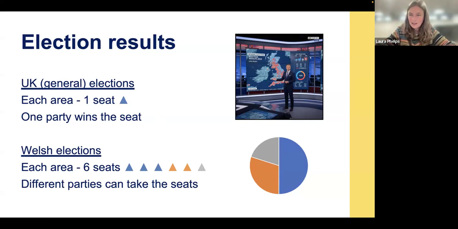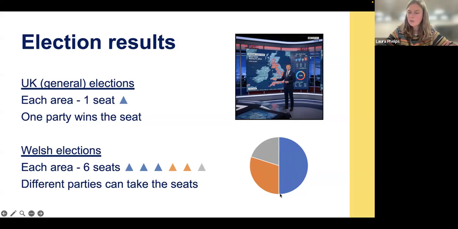But in Wales now, the system is a little bit different. So in each area, there are 6 seats that candidates can win, and different parties take the seats. So this is kind of more fair. This is a long word, but it's proportional representation. So it's much better. People who get votes can still get a seat. So you can see here, for example, if 50% of the votes are for blue, 50% of the seats are blue. And here 20% are orange and 10% are grey.